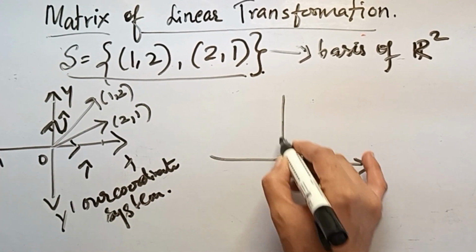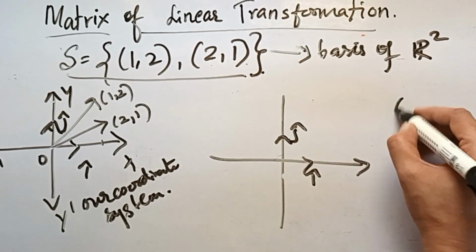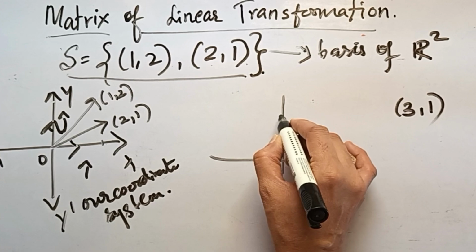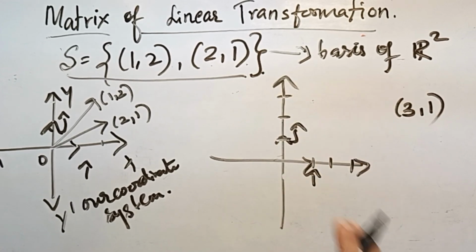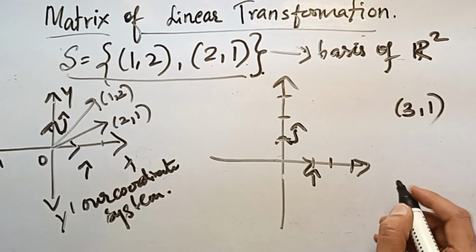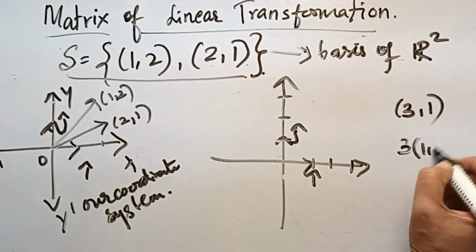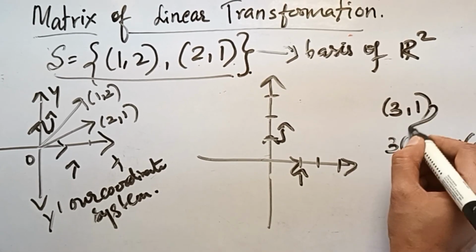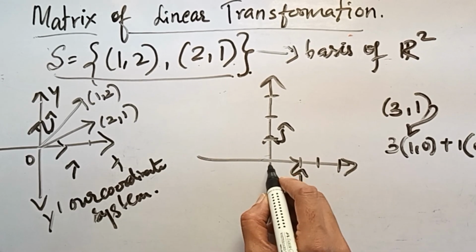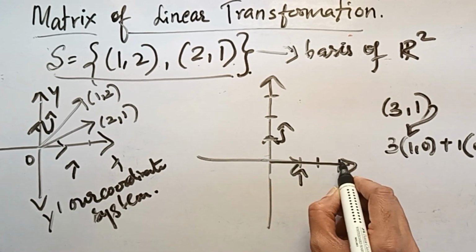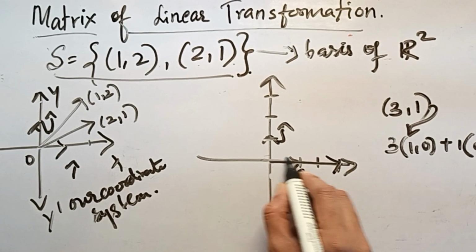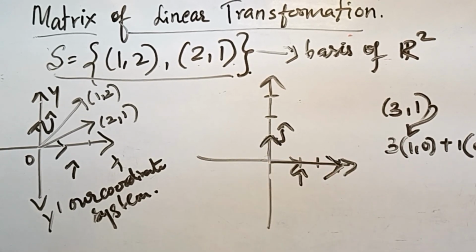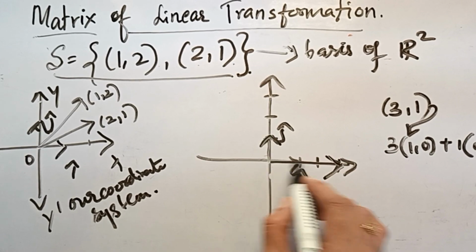This is i cap and j cap, correct? Now if you want to go to the point 3, 1, 1, 2, 3, 1, 2, 3 and so on. This is y-axis. Now 3, 1 means what? It is 3 times 1, 0 plus 1 times 0, 1 gives you the value 3, 1. Means you have to scale i cap, increase its length by 3. Okay, 3 times i cap and 1 time. Keep the length as it is, 1 time j cap. Now add these two vectors.